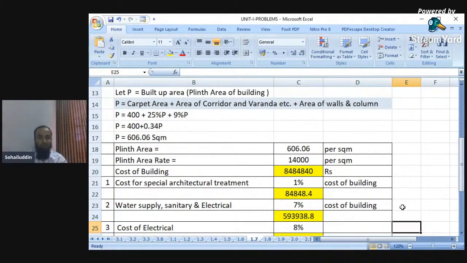Again, the amount to be reserved for water supply, sanitary and electrifications. As I have already said, this percentage depends upon your experience of different construction works. In future, if you are dealing with more buildings, then you can fix these percentages. How much percentage is required for water supply and sanitary electrifications, or for architectural treatment, requires some experience. After much research, many experienced engineers have decided these percentages.